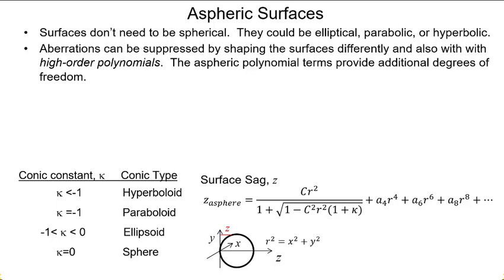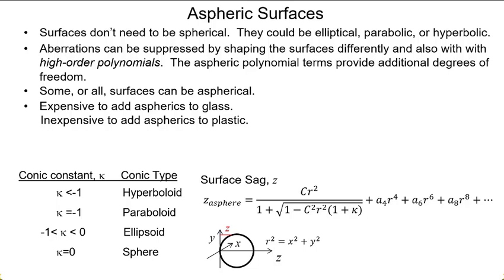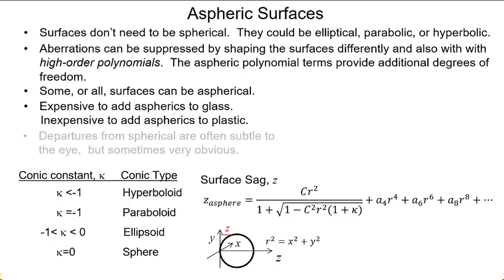And every coefficient of that polynomial, down here it's A4, A6, A8, becomes a quantity that can be manipulated in order to minimize the aberrations. If you use a high enough order polynomial, you can start to customize every spot on the surface in order to beat down the aberration that's being caused by that spot on the surface. In a typical compound lens design, some or all of the surfaces could be aspheric. It's fairly common with mirrors, especially parabolic mirrors, and for systems that use plastic lenses, it's fairly common.